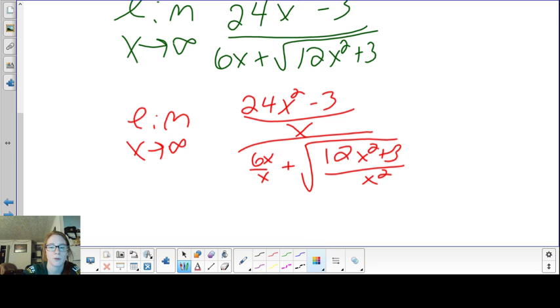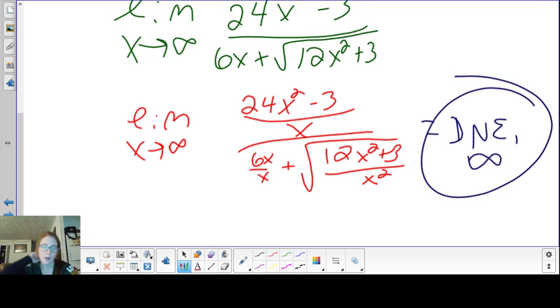And if you notice when you start putting your limit through, you're going to get does not exist again because it approaches infinity. Not all of them will be like that. Your homework definitely will not all be does not exist. You will get actual numbers. I promise you.